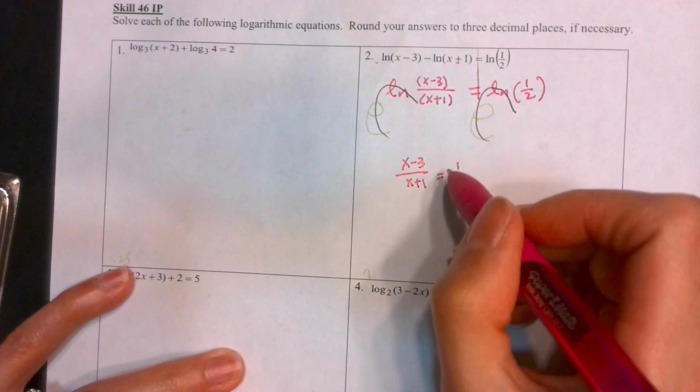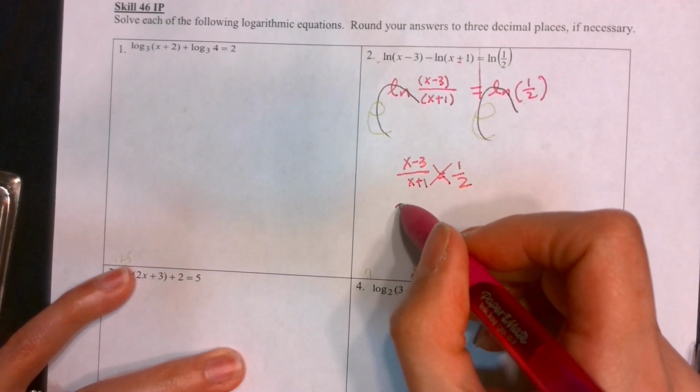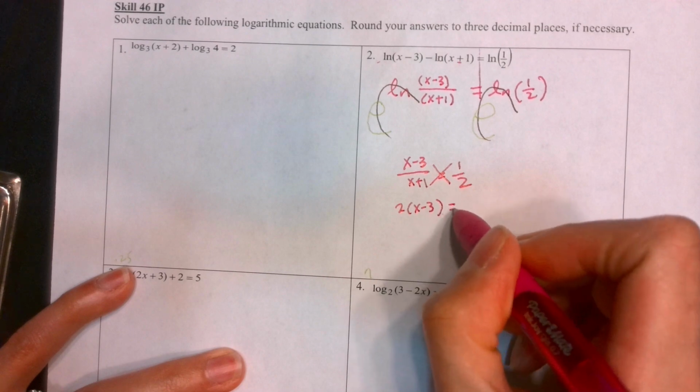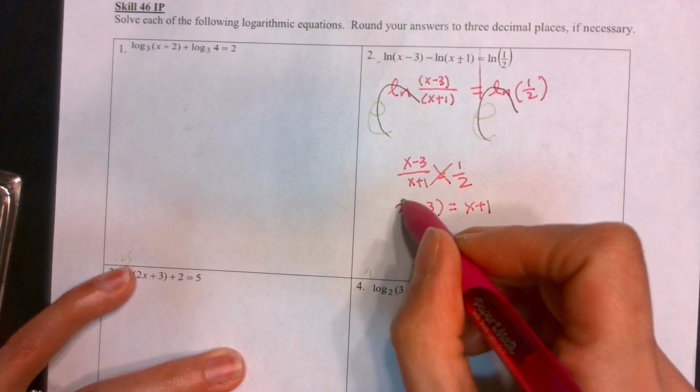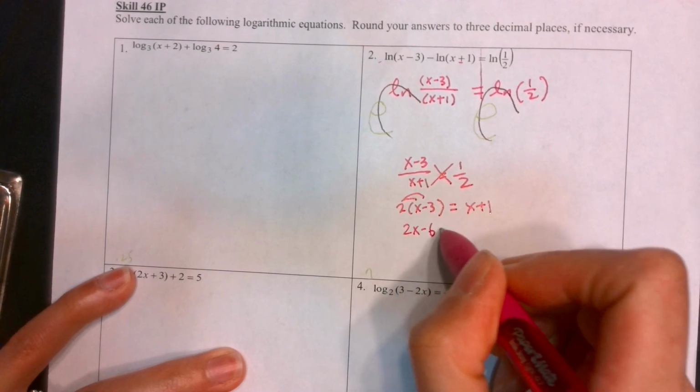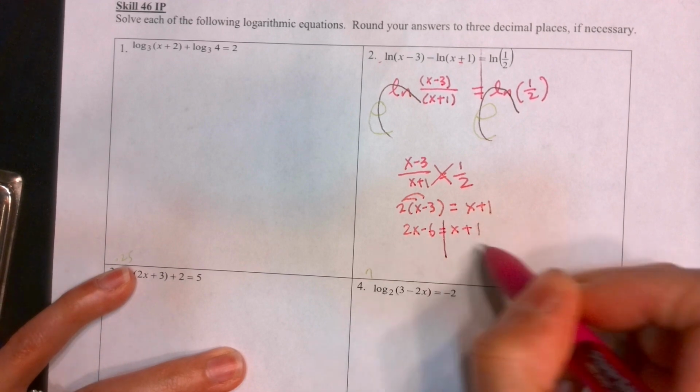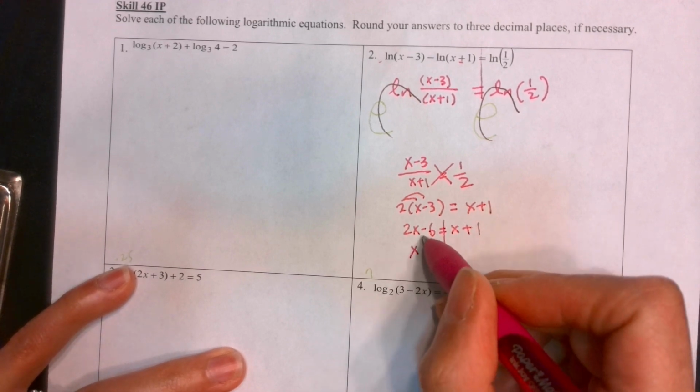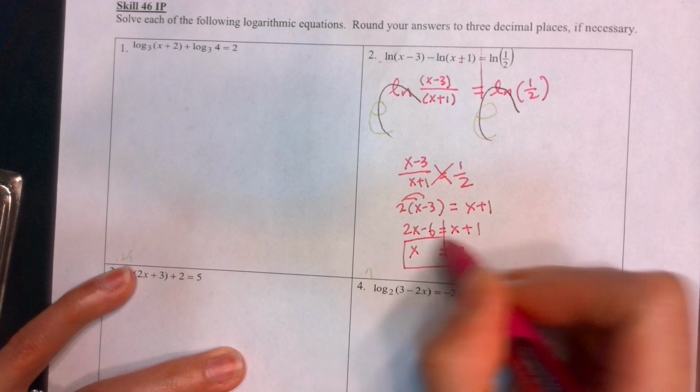Fraction equal to fraction, your favorite, cross multiply. 2 times x minus 3 equal to 1 times x plus 1. Distribute, 2x minus 6 equal to x plus 1. Subtract x from both sides, x equal to, add 6 to both sides, 7.